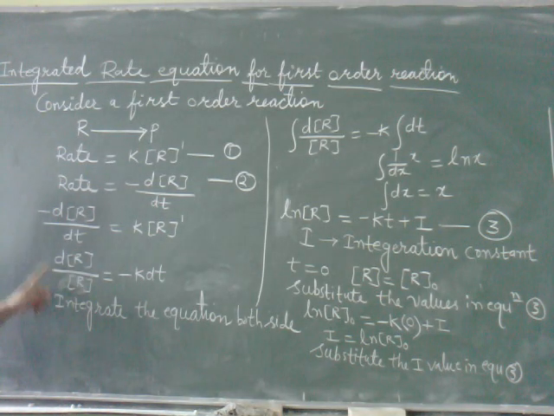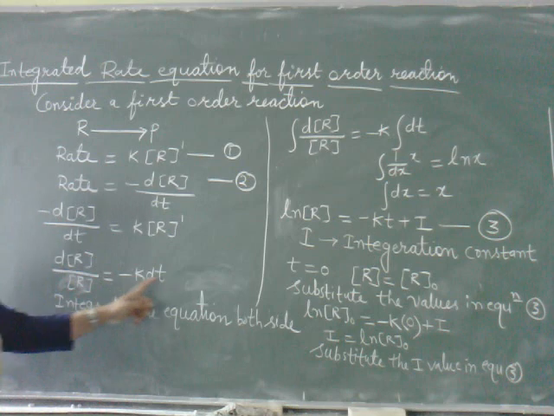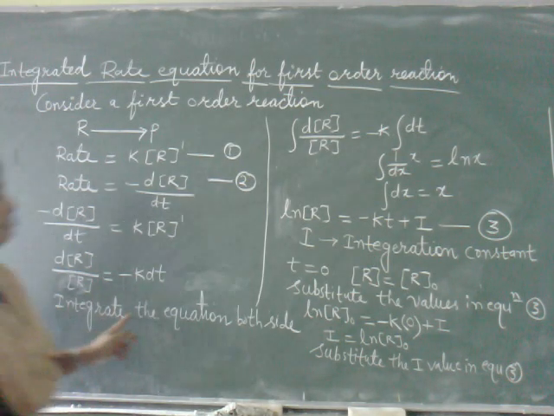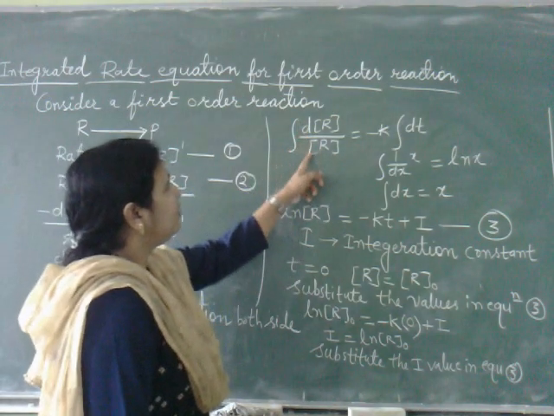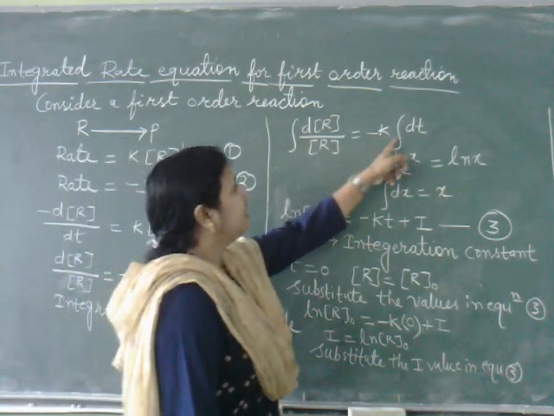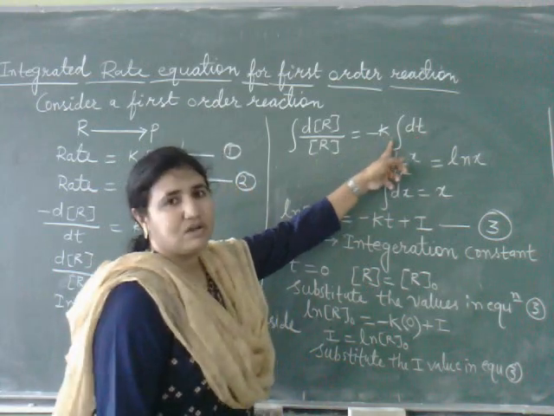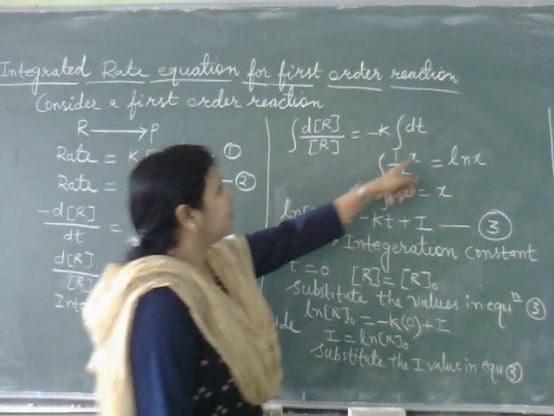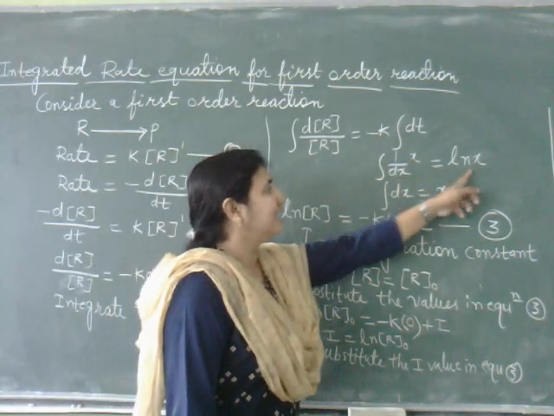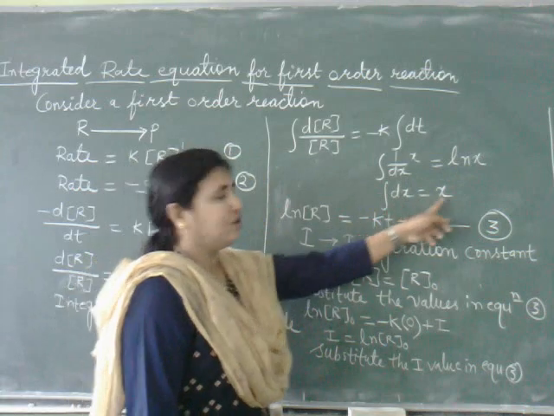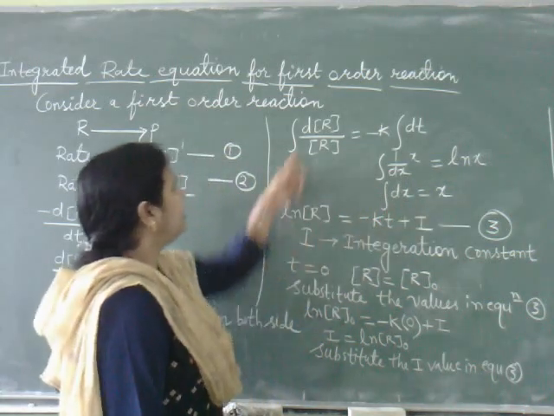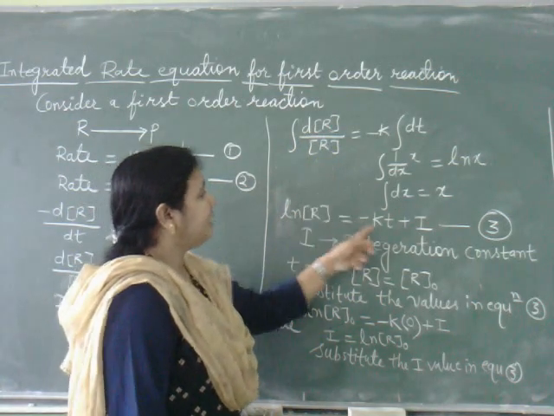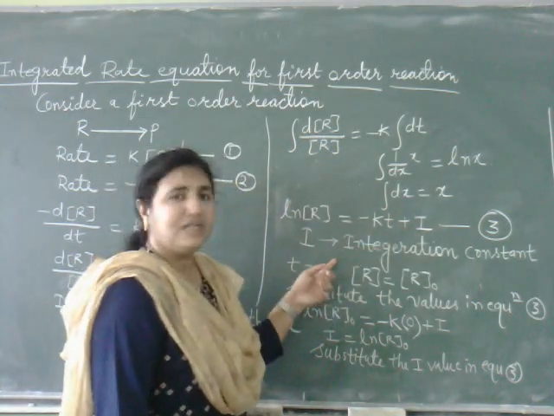Just rearrange this equation. Take R out to this side: dR by R is equal to minus k dt. Integrate this equation on both sides. We get the integration of dR by R is equal to minus k times the integration of dt, since k is constant and can be taken outside the integration. We know that the integration of dx by x is equal to ln x, and the integration of dx is equal to x. So we get ln R is equal to minus kt plus I. I is what here? The integration constant.